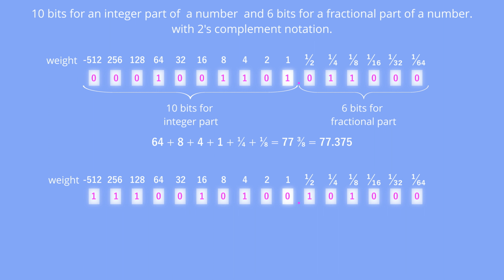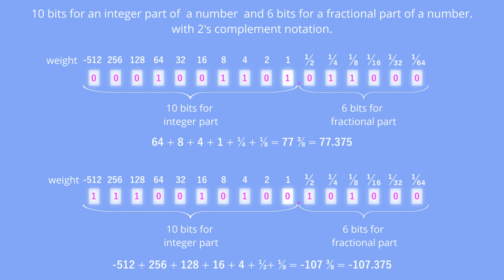1110010100101000. This is a negative number because its MSB equals 1. Let's convert it to decimal. -512 plus 256 plus 128 plus 16 plus 4 plus 1 over 2 plus 1 over 8 equals -107 and 3/8, or -107.375. Now let's consider the influence of bits distribution between integer and fractional part on precision and range.